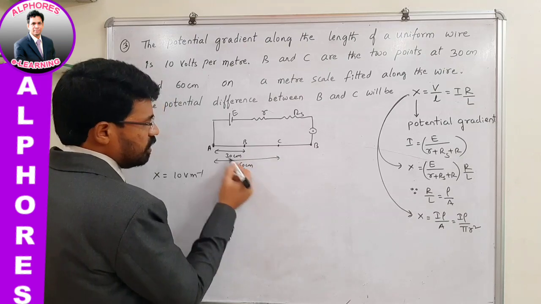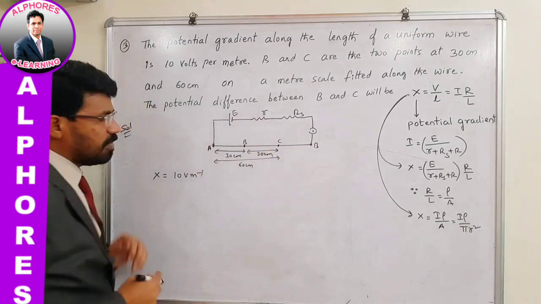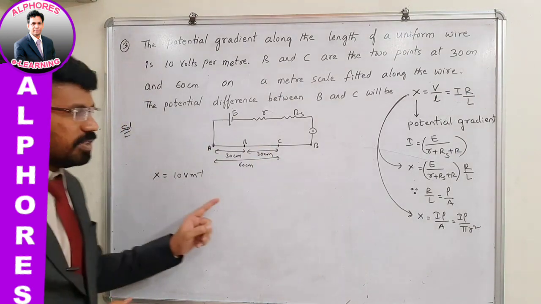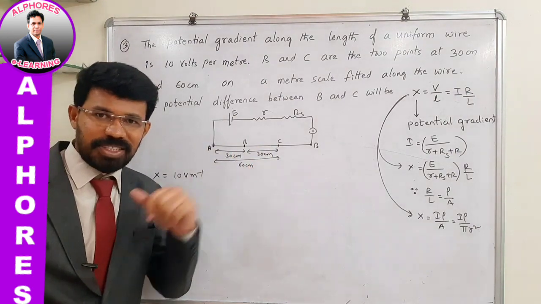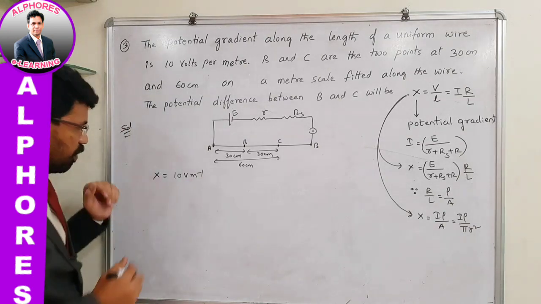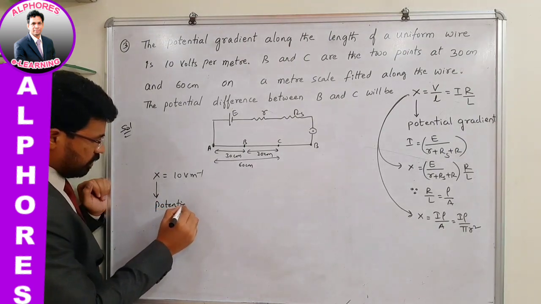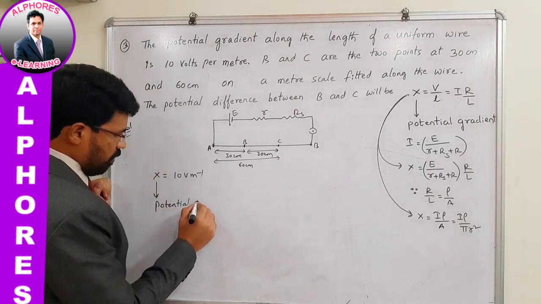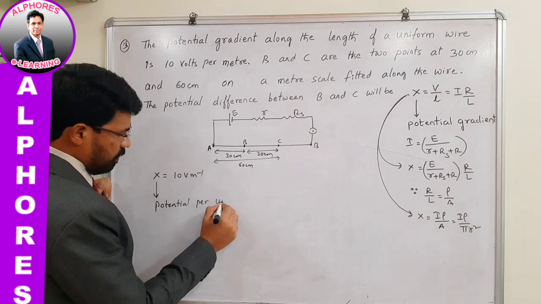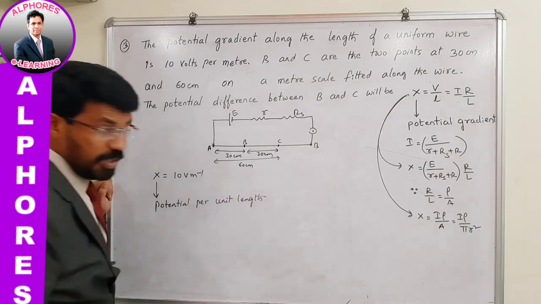How much is the separation? 60 minus 30, so this is equal to 30 centimeters. So what is he asking for? He is asking for the potential difference across a length of 30 centimeters. Now, what is this potential gradient? This is potential per unit length. Potential per unit length.